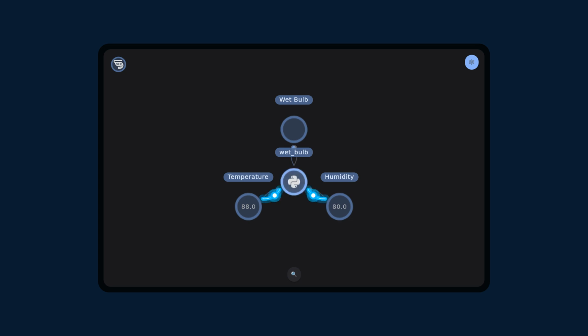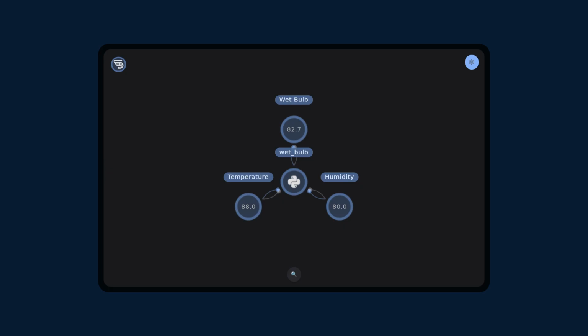Then the humidity updates to 80. The script runs again with both fresh readings, and the wet bulb climbs to about 83. That gap from the thermometer on the wall is what a plant actually feels, as fresh as the data, and the behavior just falls out of the wiring.